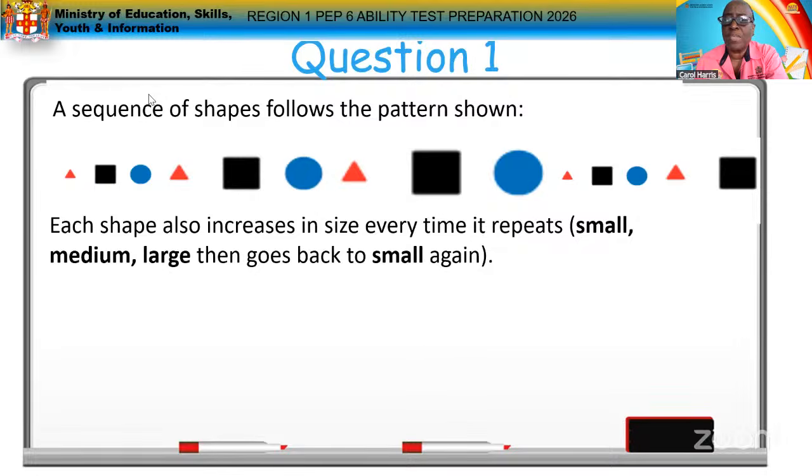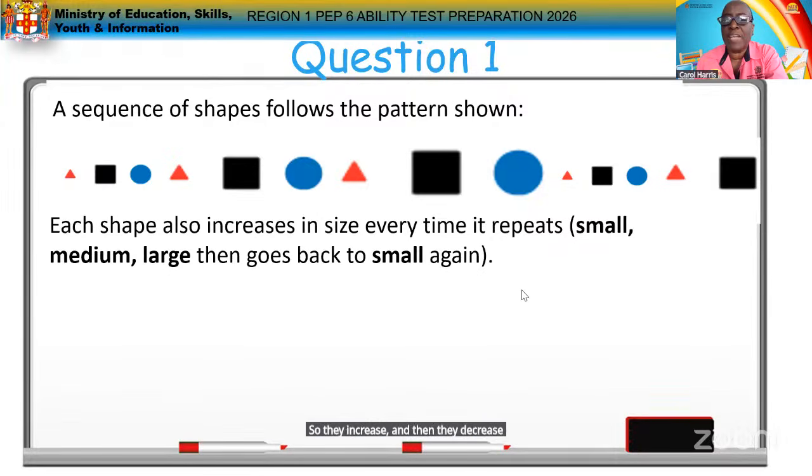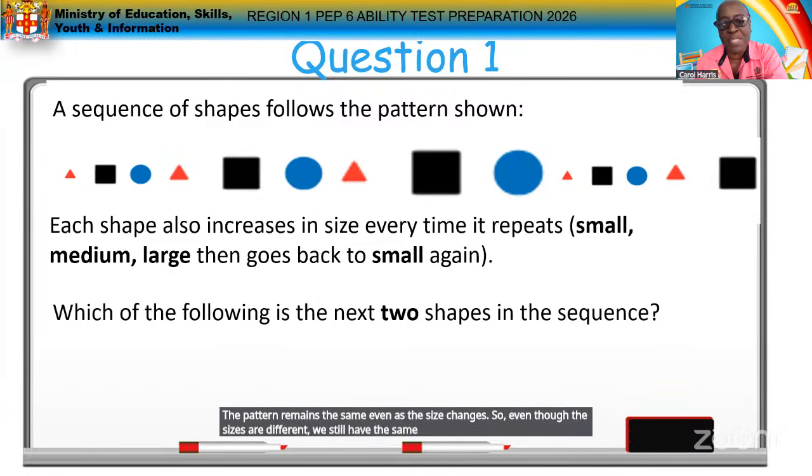All right. I do agree with those statements that the shapes are getting bigger. One person says increase, then decrease. So they increase and then they decrease. All right. The pattern remains the same even as the size changes. So even though the sizes are different, we still have the same 3 shapes, the same 3 colors.